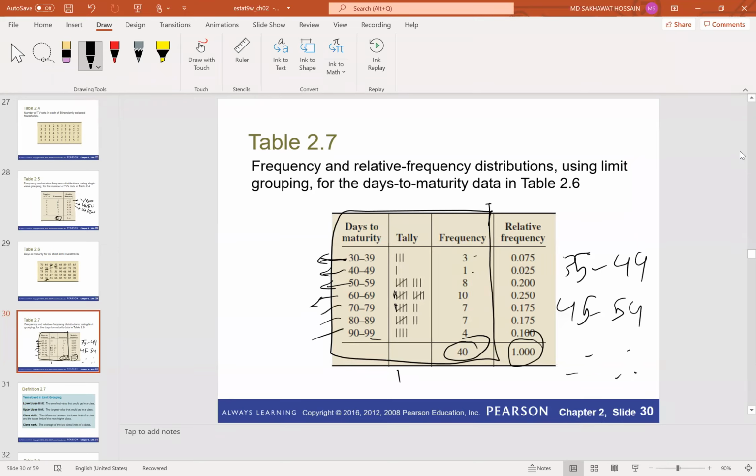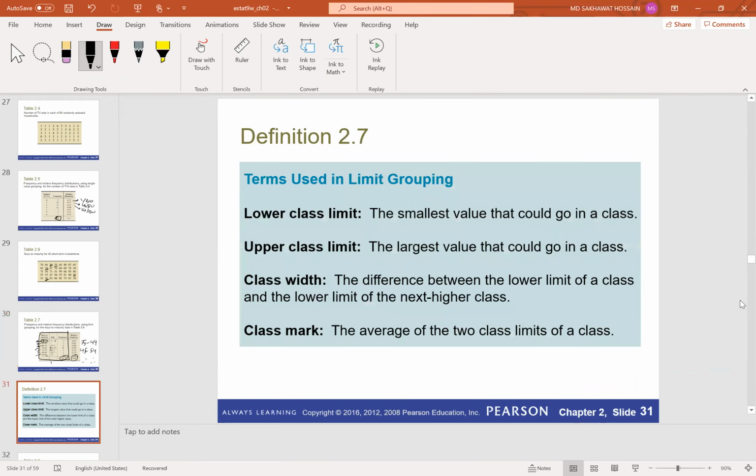Now, the lower class limit. What does it mean by lower limit? Lower limit means the minimum number that can go in that group. In this class, the minimum number that can go in this class is 30, right? So if we have 30, we will list this number here, because this class is from 30 to 39. So this is the lower limit of this class, the smallest number that could go in a class.